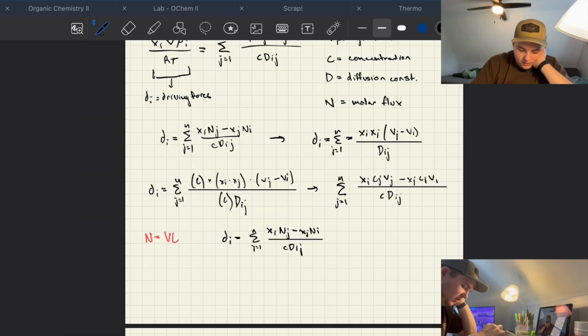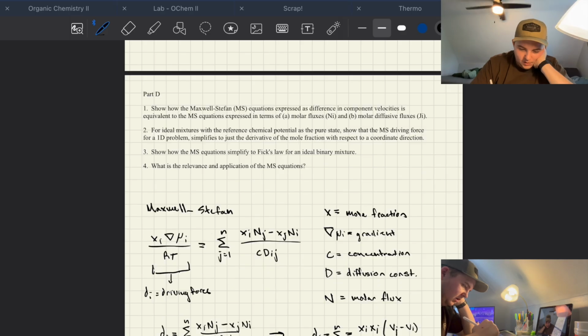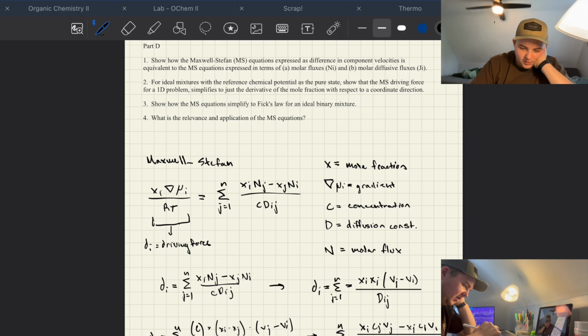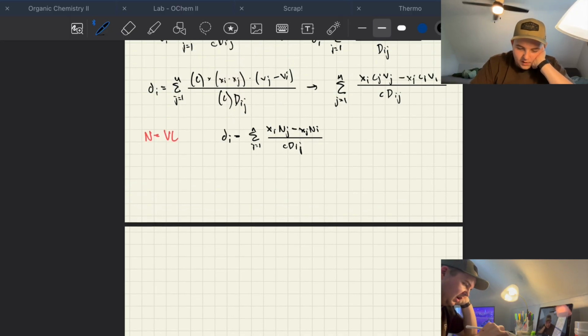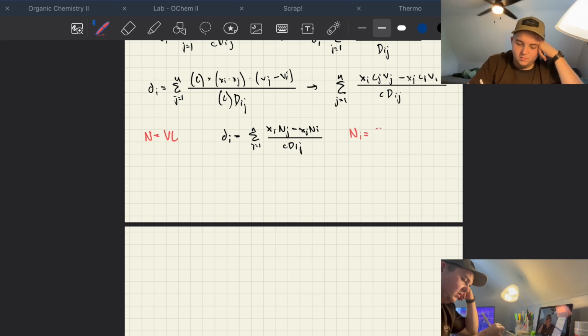So this is going to be the answer to our first one here, our molar fluxes, but we still need to get to our molar diffusive fluxes. So we're going to move on to that part. And then another equation that we know from previous videos and classes is going to be N of component i is equal to J of component i plus x of component i times N, but we need to carry our c throughout the entirety of this problem because we've been dealing with concentration. So we're just going to add that c in there.